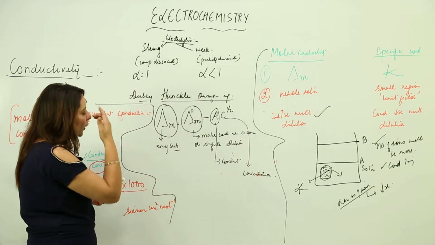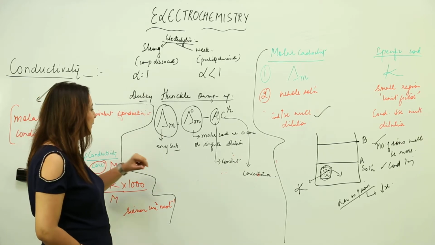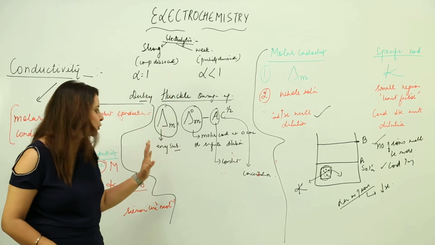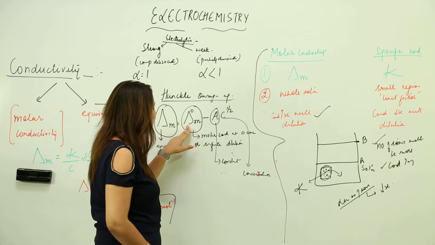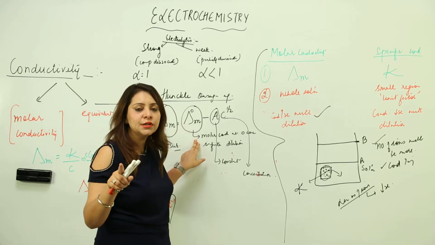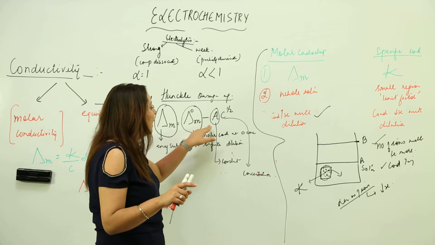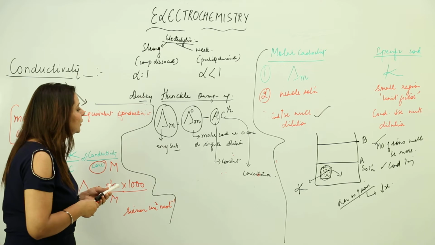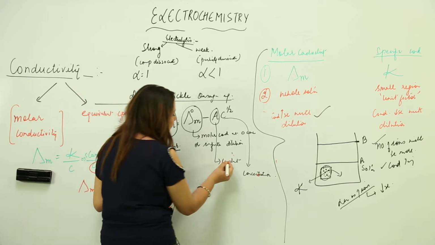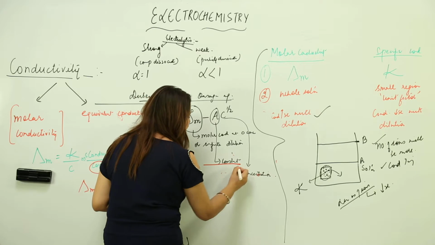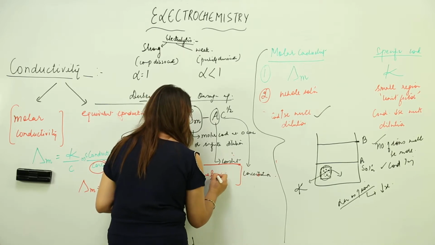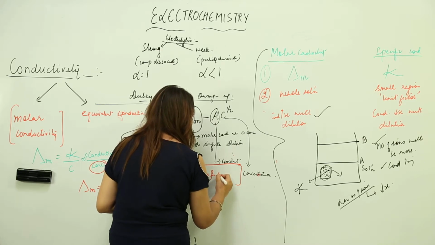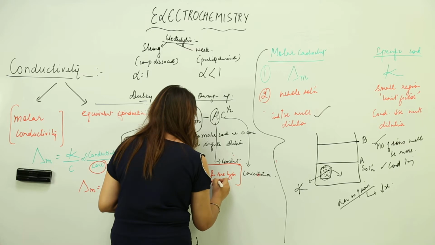Again, let me go over the symbols. Lambda m is the molar conductivity for any substance, maybe a strong electrolyte, maybe a weak electrolyte. Lambda naught m is the molar conductivity at zero concentration, or at infinite dilution. A is a constant and C is the concentration. So this is the expression we have. Now you should know what the value of A is. The value of A is the same for the same type of electrolytic solutions.